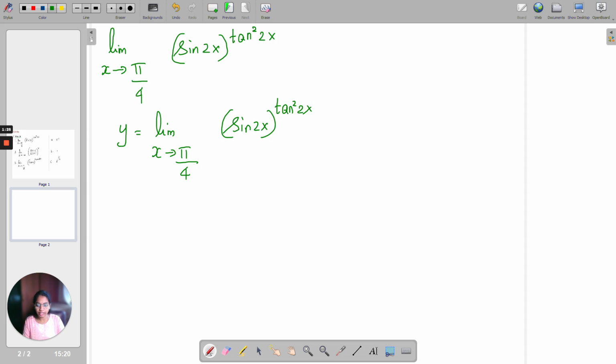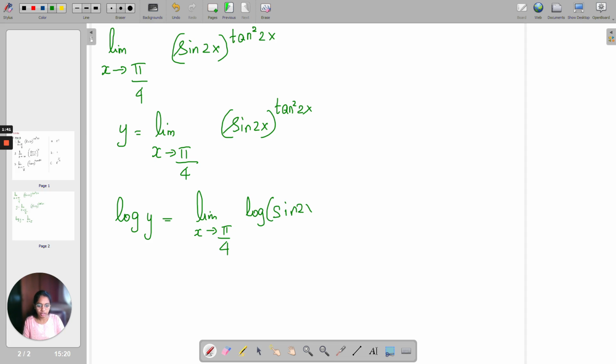Now if I take log on both the sides, what would I get? Log y is equal to limit. Since log is a continuous function, I can take log inside the limit. Yes. So I would get log sin 2x. If you have log a power b, can you write it as b log a? Yes. So here I have log of sin 2x to the power tan square 2x, so I write it as into tan square 2x.